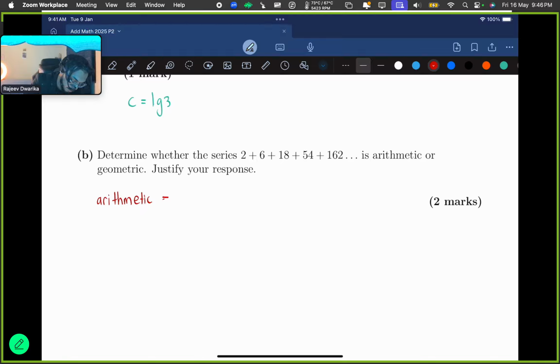Right. Arithmetic would have a common difference. And we would use D to denote that. And the formula for D is the next term minus the previous term. For geometric, that would have a common ratio. And what's the formula for the common ratio?